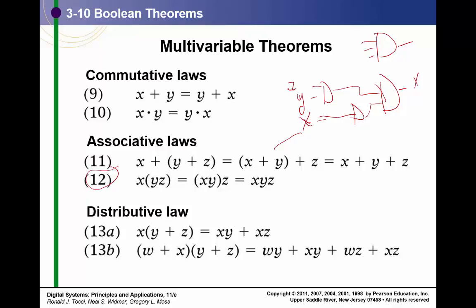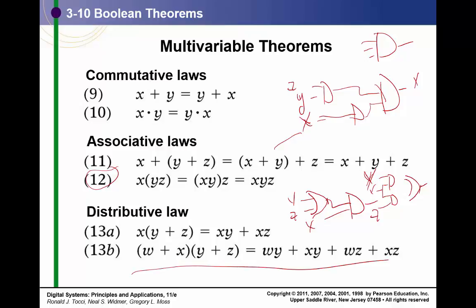Now the distributive law is one that we'll use quite frequently. What this says is that I have an OR gate with Y and Z, and then I run it through an AND gate with X. That's the same as if I have 2 AND gates, X and Y, and X and Z, feeding an OR gate. We'll be using these laws to simplify our circuits.